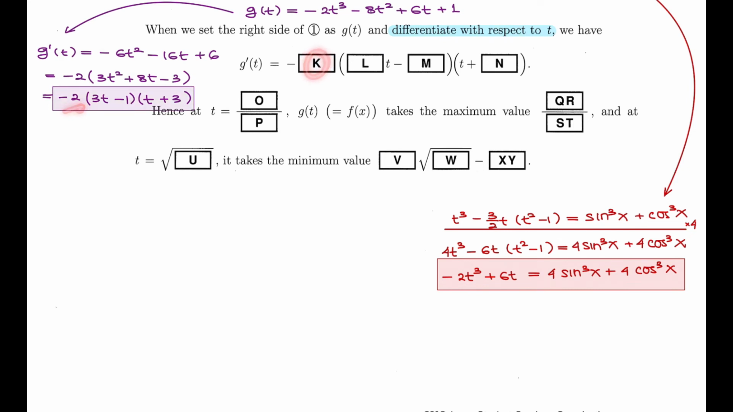K is 2. And then the first bracket is negative sign. So L is 3 and M is 1. And then the second bracket is the positive one, t plus 3. So N is 3.